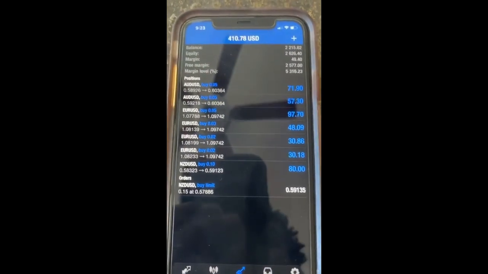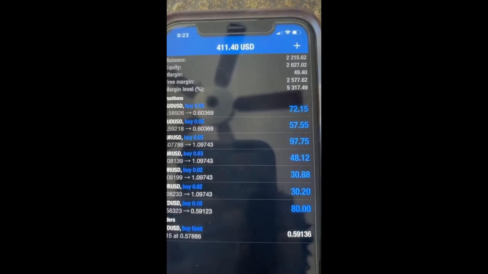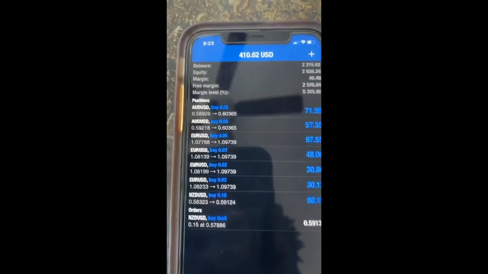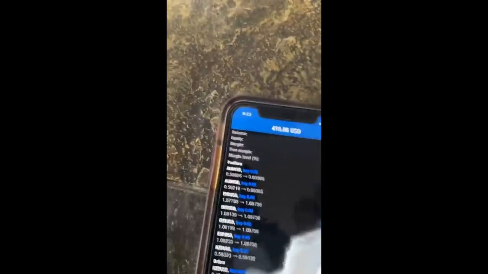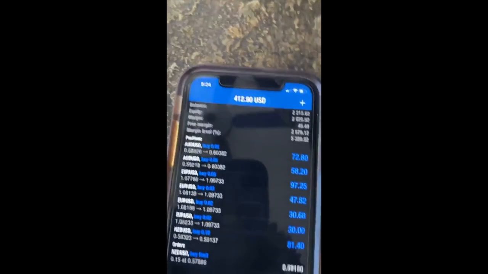All right, so this is the team account. Right now, it's making $400. It's growing. The balance was at $2,200. You could see it's growing for $1,400. Let me see if I can wipe the screen here. I want to make sure you guys could see clearly.